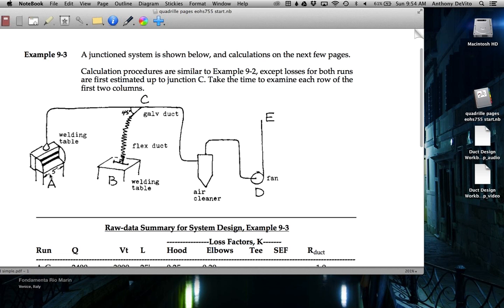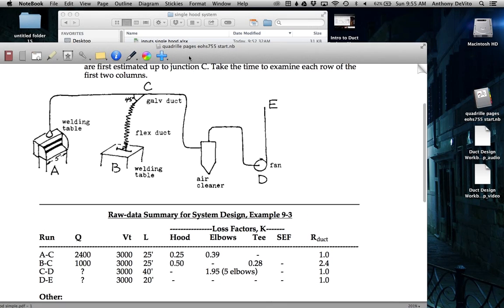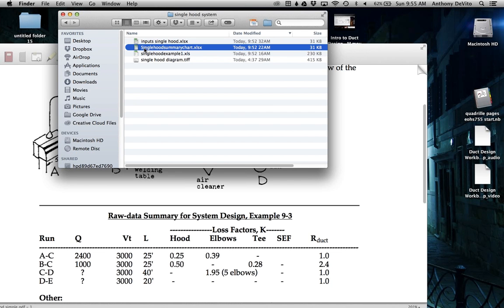Okay, so I'm looking at our welding table A. We have a hood on this welding table. Air is being pulled up through here to C, which is our junction where this other welding table with the flex duct is connected. So we have a junction, or a T, here at C. We have one main system from A to C, and then we have a branch that joins up to it from B to C. That's going to be the first part of our calculation. I'll come back to the rest of the system. We're worried right now about going from A to C and from B to C, and then we'll get on with the calculations that we need.